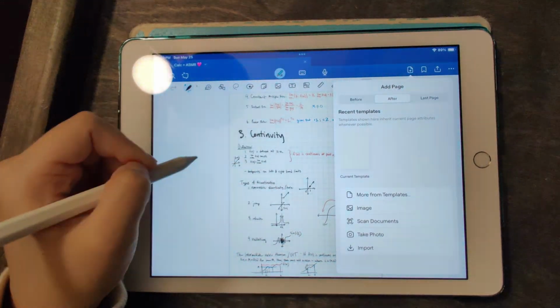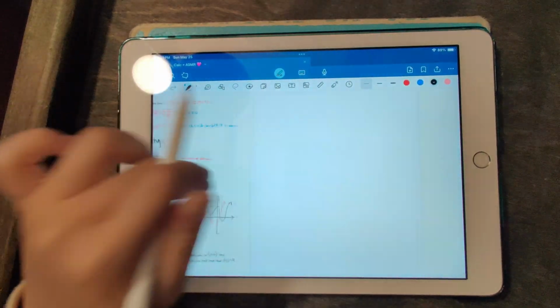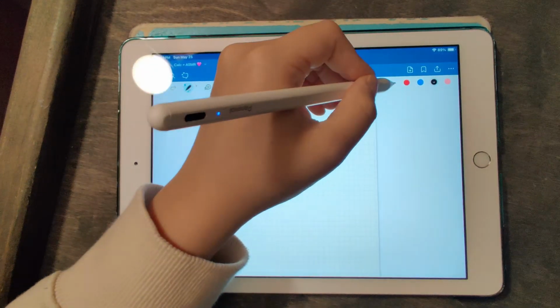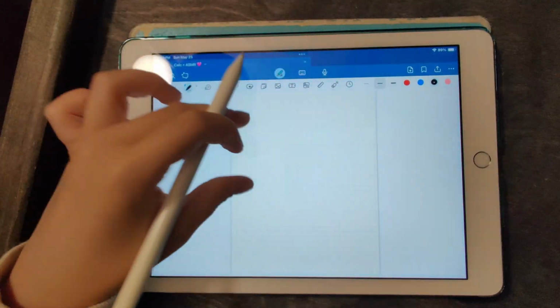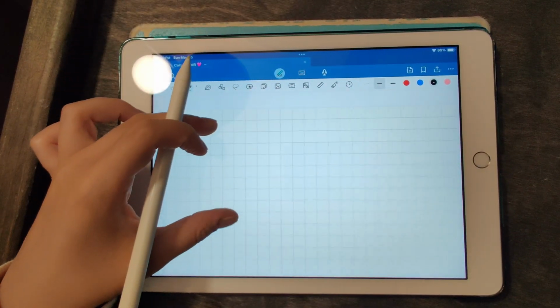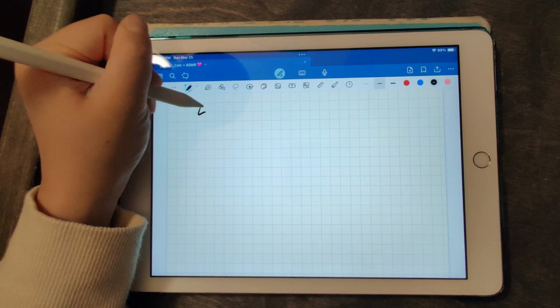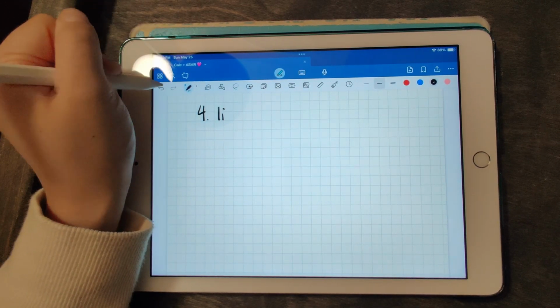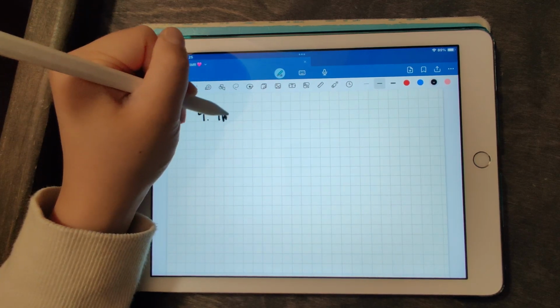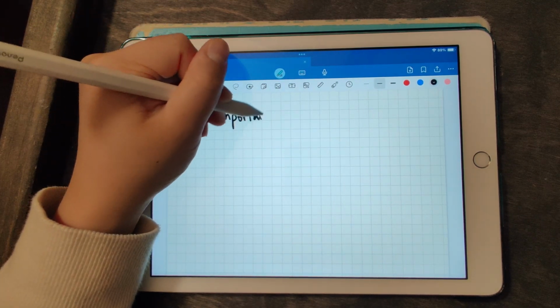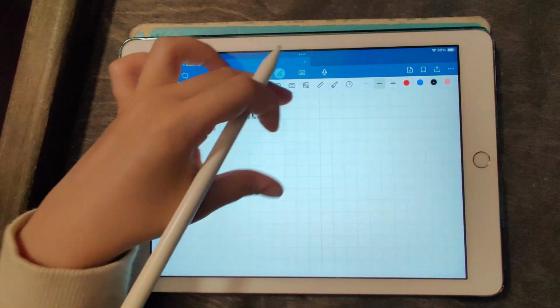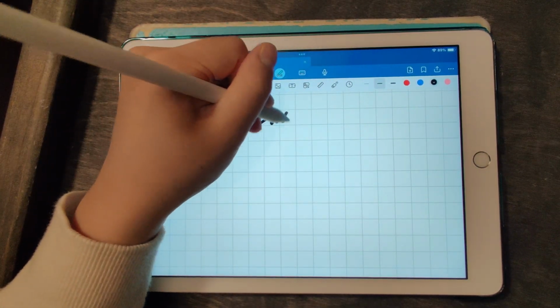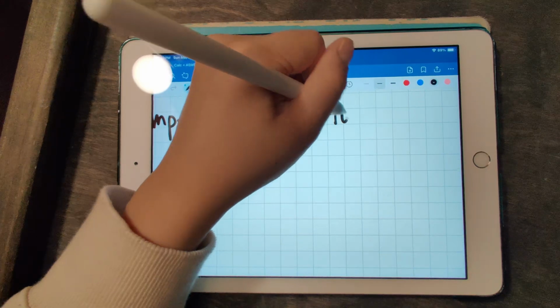I'm going to add one more. Actually, I think I have another page here. Yes, perfect. I want to go over one last thing, which is a couple of really important limits to know and memorize in calculus. Important limits to know.